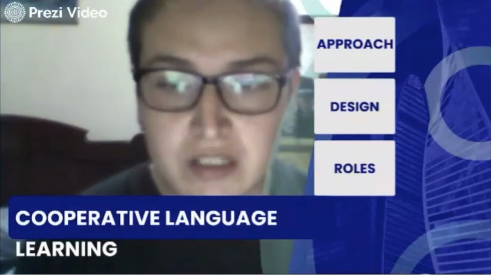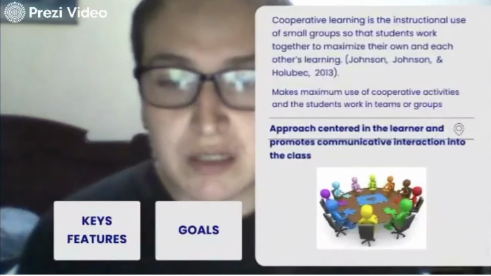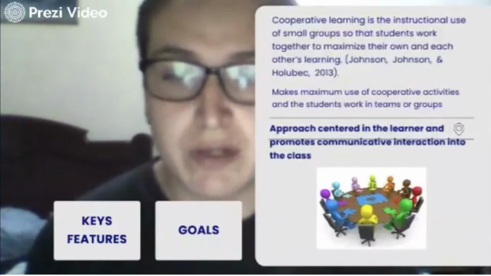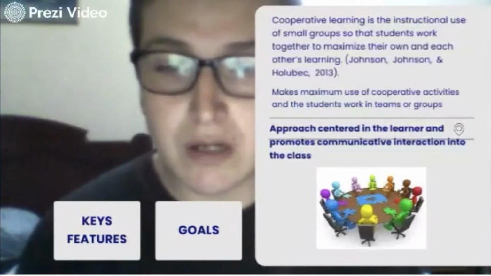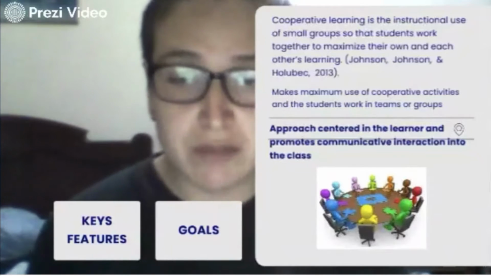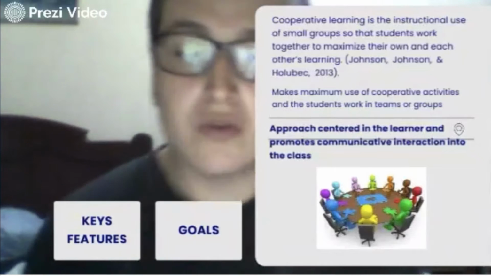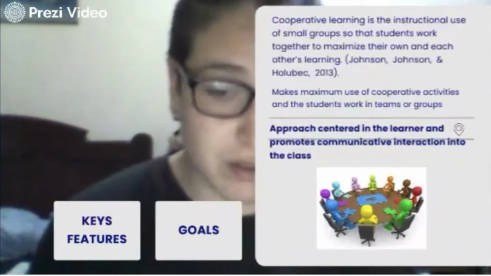Okay, cooperative language learning. Cooperative language learning is the instructional use of small groups so that students work together to maximize their own and each other's learning. This approach makes maximum use of cooperative activities, and students work in teams or groups to maximize their own and others' learning.